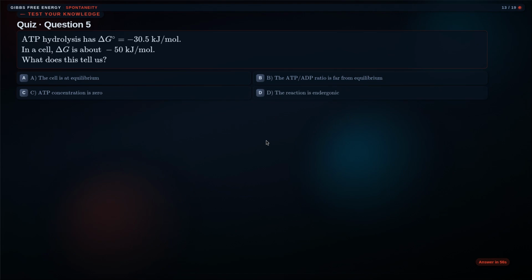Quiz question 5. ATP hydrolysis has delta G naught equals negative 30.5 kilojoules per mole. In a cell, delta G is about negative 50 kilojoules per mole. What does this tell us? Option A, the cell is at equilibrium. Option B, the ATP to ADP ratio is far from equilibrium. Option C, ATP concentration is 0. Option D, the reaction is endergonic. Consider whether cells maintain equilibrium or steady-state conditions.